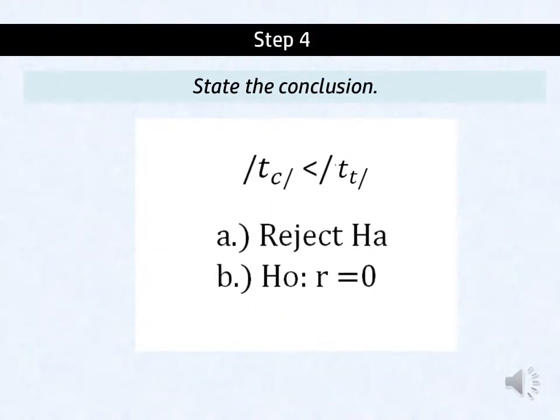Step 4. State the conclusion. Since the tabular value is greater than the computed value, we must reject the alternative hypothesis and accept the null hypothesis, H0: r is equal to 0, meaning playing online games doesn't affect the academic performance of the student.